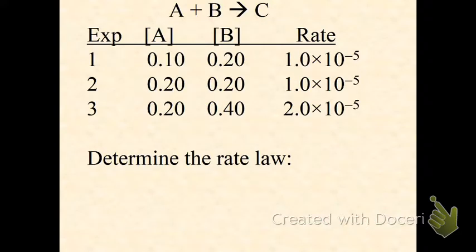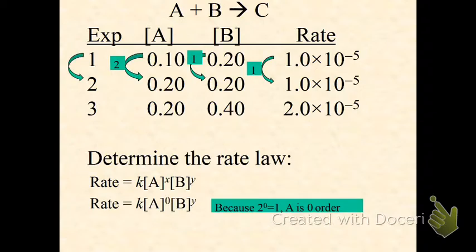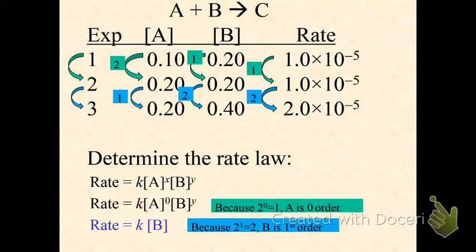Okay, let's look at this one. Determine the rate law. Start with experiment 1 and 2. You doubled the concentration. What happened to the rate? Nothing. So A is going to be 0 order. For B, you doubled the concentration. What happened to the rate? Doubled, so B is first order. So our ultimate equation, the final would be just the B. You wouldn't put the A to the 0.